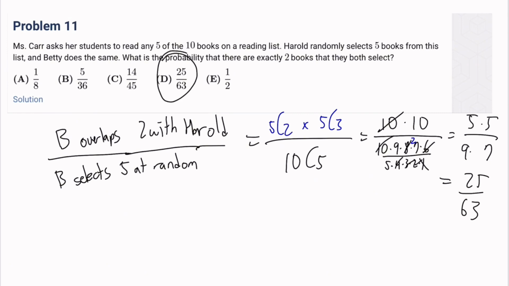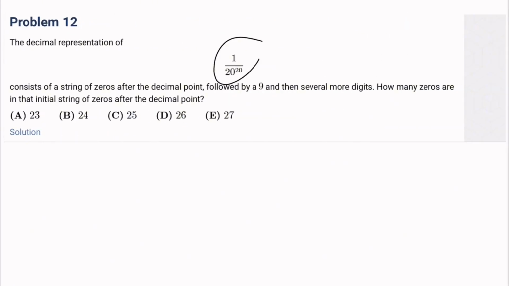The answer is D. Number 12, the decimal representation of this consists of a string of zeros after the decimal point followed by a 9 and then several more digits. How many zeros are in that initial string of zeros after the decimal point?